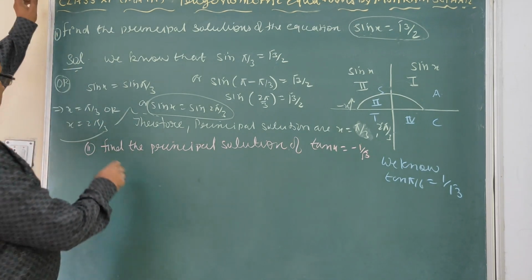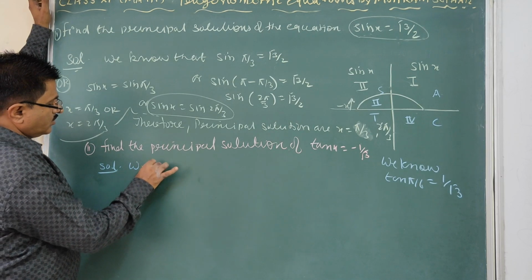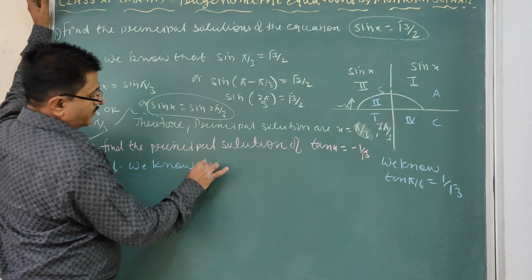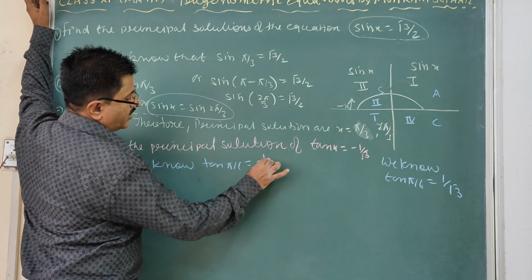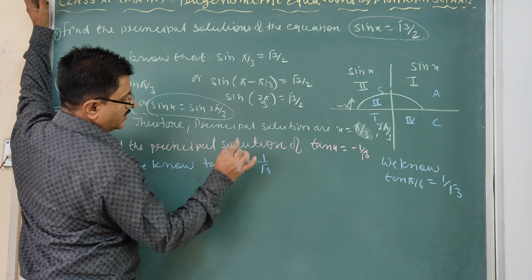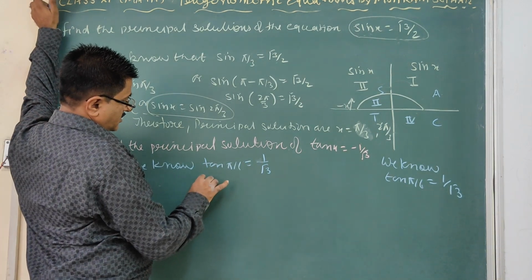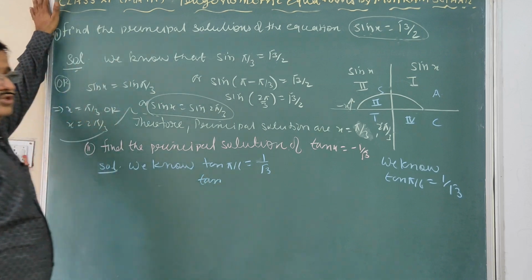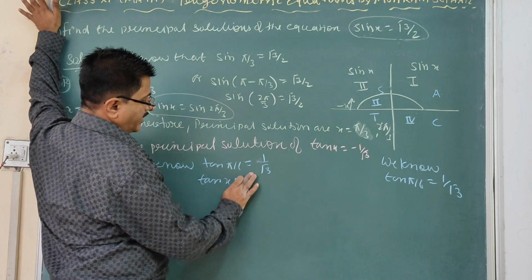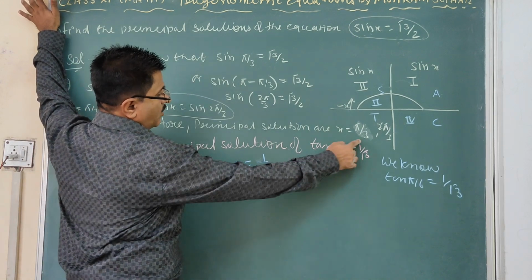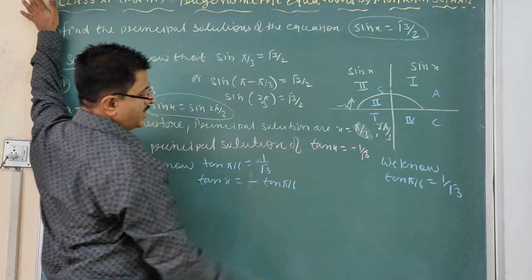Clear? So here write down the solution. We know tan pi by 6 equal to 1 upon root 3. Now we have to convert this into minus. So tan x equal to minus, this is a minus, now 1 upon root 3 can be written as tan pi by 6.